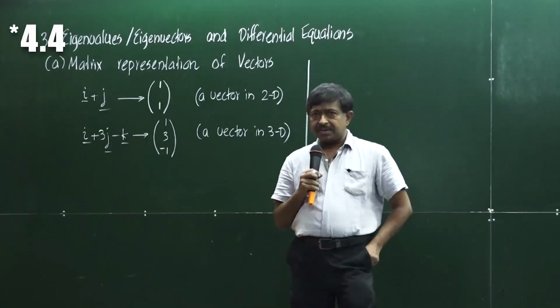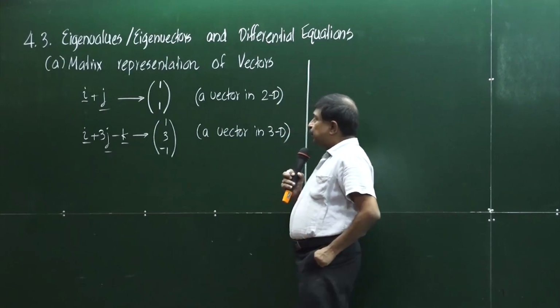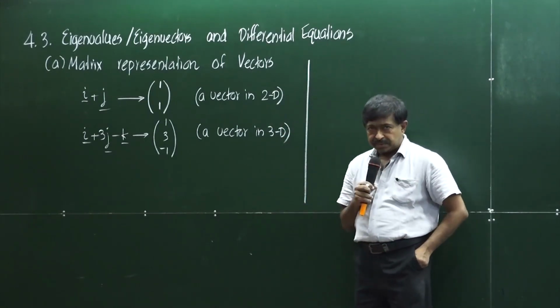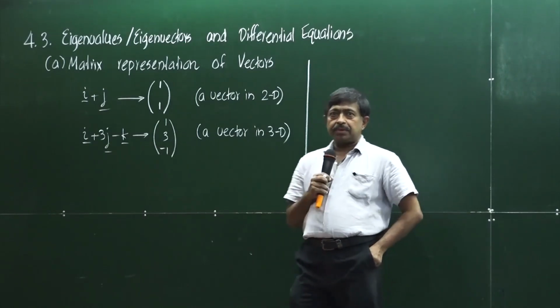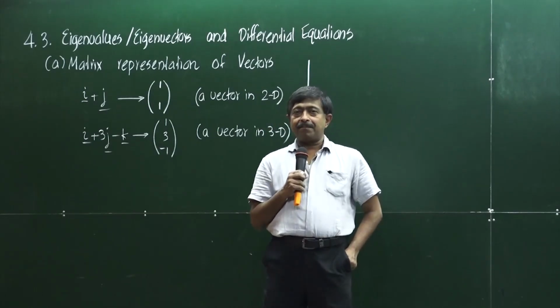So we'll start the connection between the eigenvalues and eigenvectors with differential equations. Eigenvectors and eigenvalues come after vector spaces.